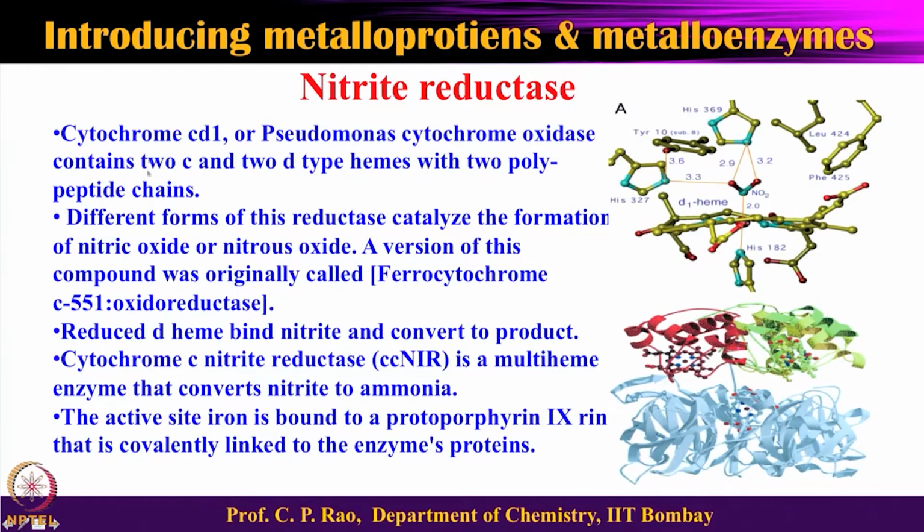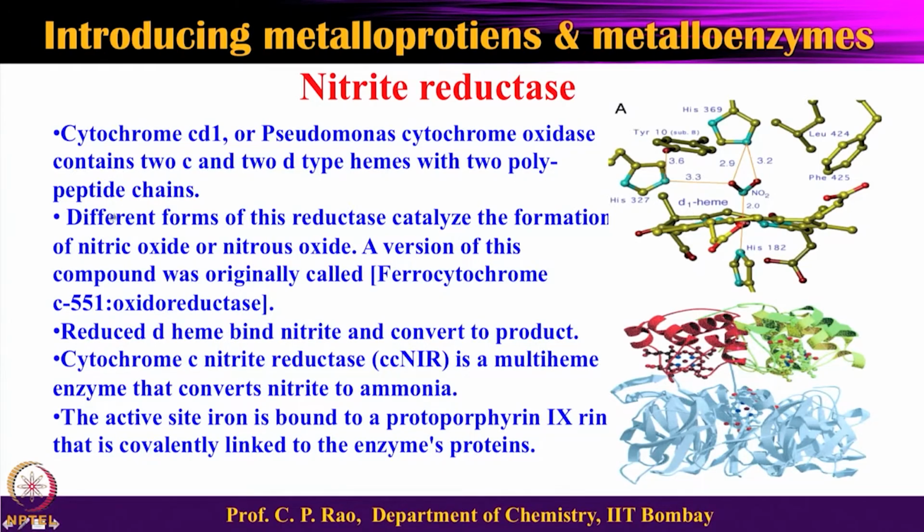Okay, let us take the first part, the nitrite reductase. The CD1 cytochrome oxidase contains two types of hemes, not one heme. Just like in the dinuclear center, where two ions are there, in this particular reductase, two hemes are there.